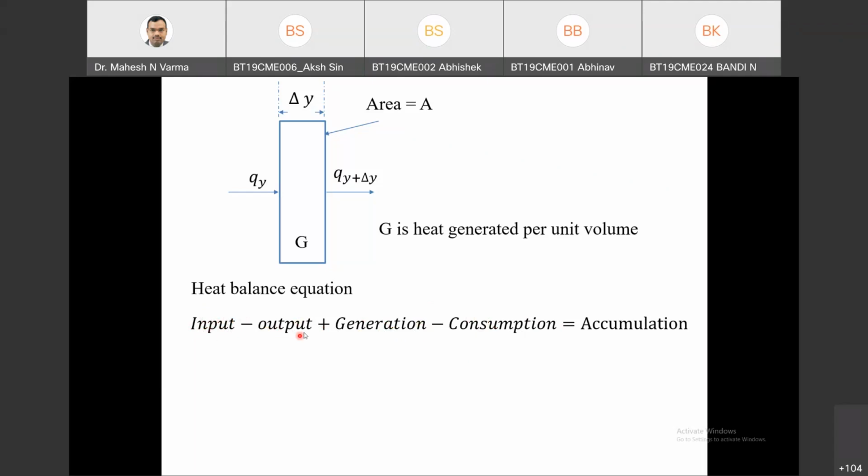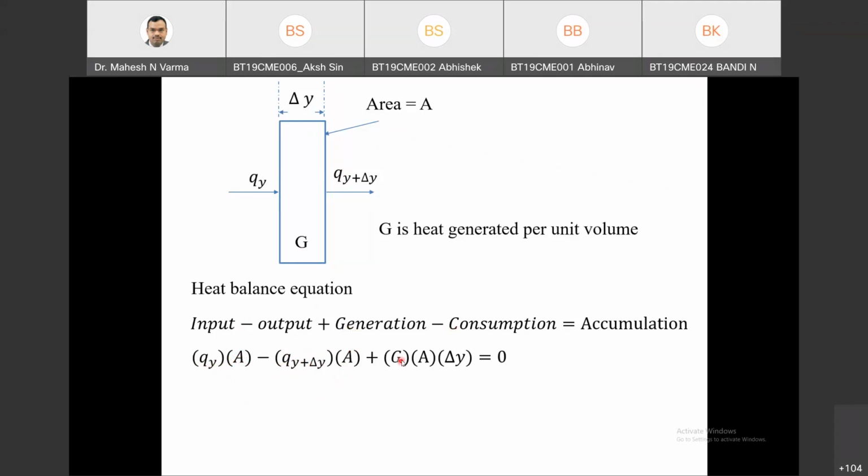This is not per unit area. This is rate. Okay, this is rate. So the rate of heat coming into this differential shell will be qy into A. This is the rate of energy coming in, and what is the rate of energy going out? That will be the flux estimated at y plus delta y, into area. This will be a rate.